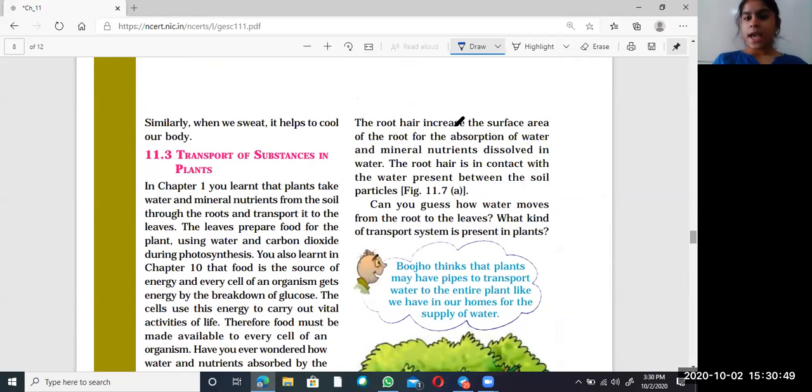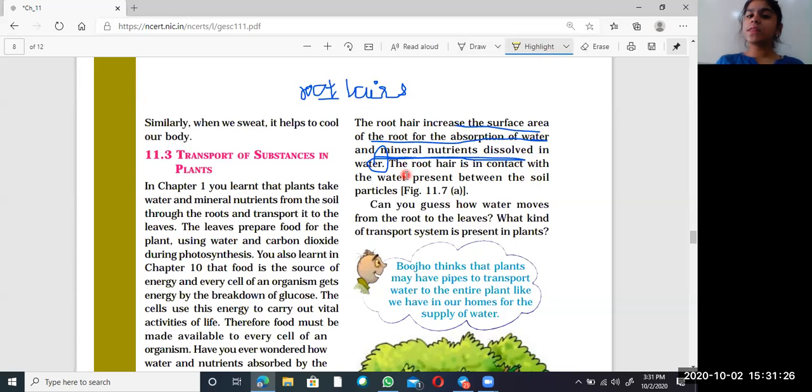The root hair increases the surface area of the roots for the absorption of water and mineral nutrients dissolved in water. Right. So basically, water goes into your plants through root hairs. How? Because the root hairs increase the surface area so that more of the water can get absorbed. Okay, fine. So the root hair is in contact with the water present between the soil particles.